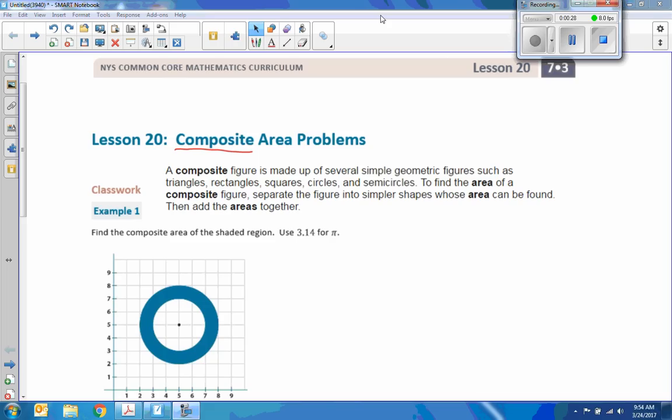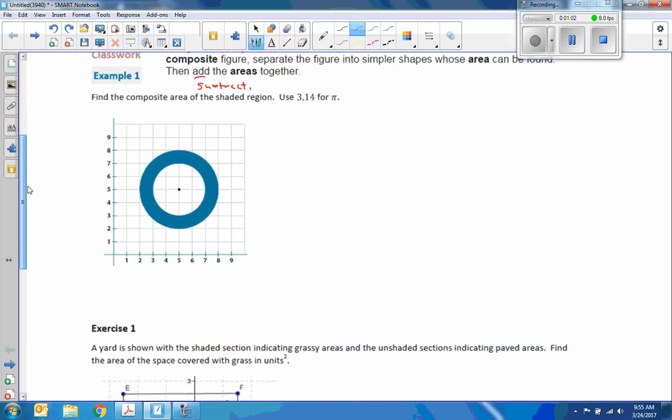A composite figure is made up of several simple geometric figures such as triangles, rectangles, squares, circles, semicircles, and so on. To find the area of a composite figure, separate the figure into simpler shapes whose area can be found, then add the areas together. I will add one little thing to this: besides add, we could also subtract some areas depending on what we're doing, and number one is a perfect example.